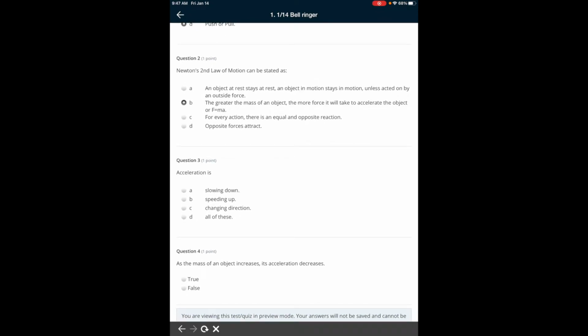Question 3. Acceleration is slowing down, speeding up, changing directions, or all of these. We've learned that in science terms, acceleration is all of the above. And our last question is, as the mass of an object increases, its acceleration decreases. So as it gets heavier, it goes slower, and that is true.